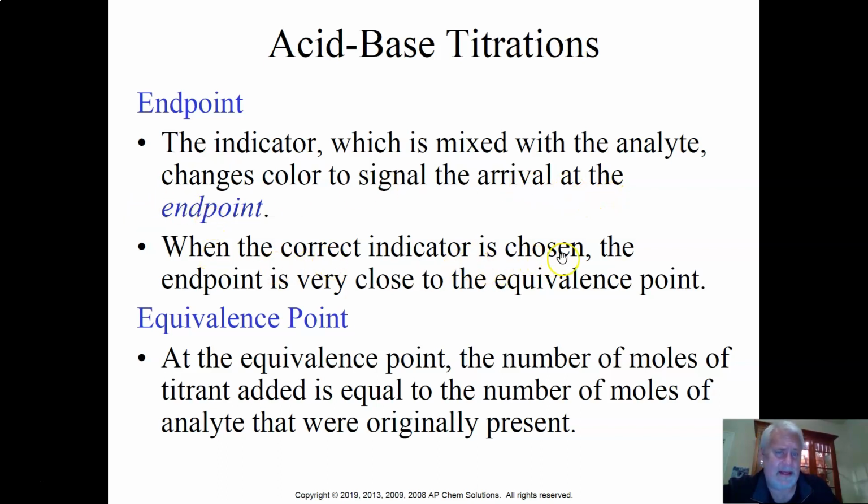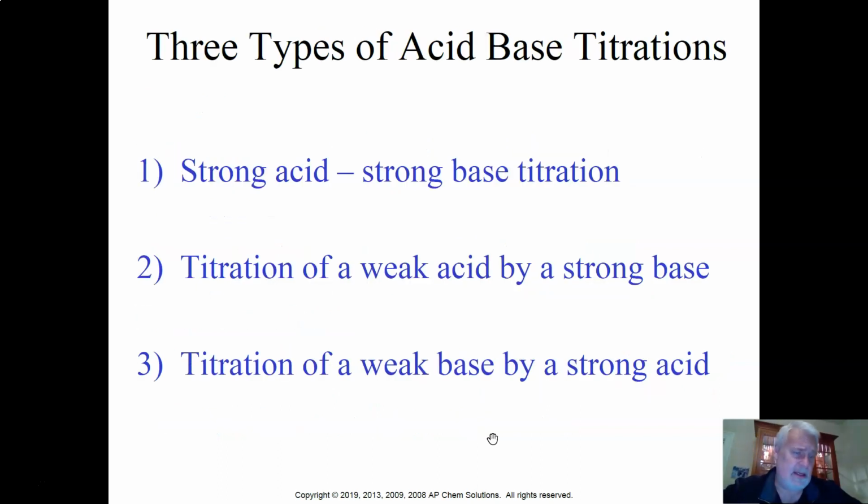When the correct indicator is chosen, the endpoint will be very close to the equivalence point. Now, the equivalence point is defined as when the number of moles of titrant is equal to the number of moles of analyte. And for those of you that did the lab, we knew that that was going to be borderline 25 mils, because that would be when the equivalence point was, and the end point we can see by graphing it and doing some more analysis that way.